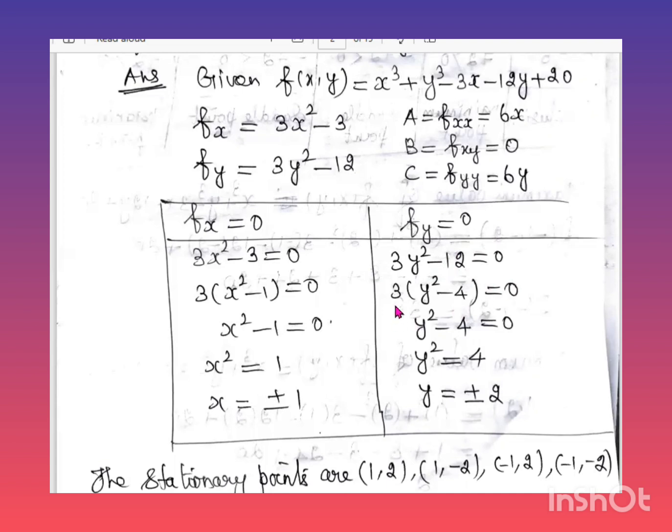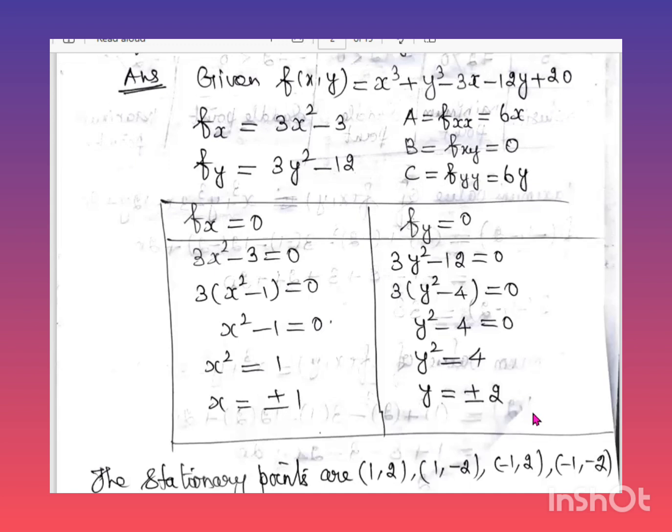Taking 3 as a common factor, y square minus 4 is equal to 0. Y square minus 4 is equal to 0 means y square is equal to plus 4, so y is equal to plus or minus 2. So x is equal to plus or minus 1, and y is equal to plus or minus 2. The combination of these x and y values are called stationary points.